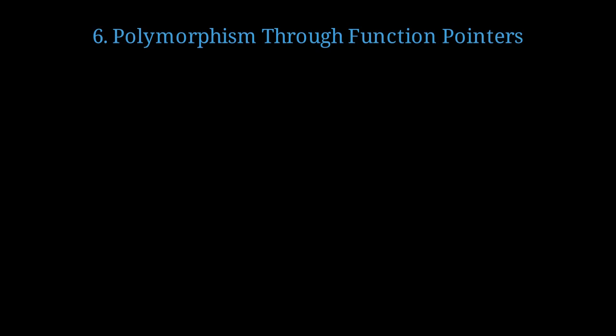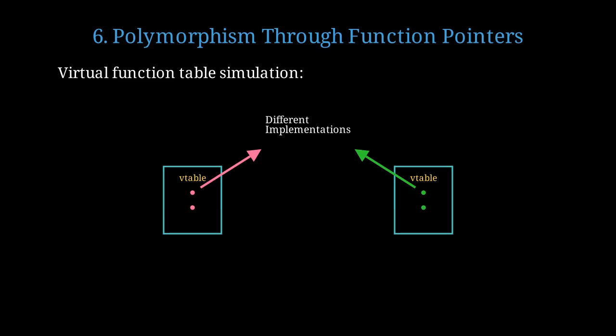Polymorphism lets different objects respond differently to the same function call. We simulate virtual functions by storing function pointers in a table structure. Each object type has its own function pointer table, allowing different implementations of the same interface.